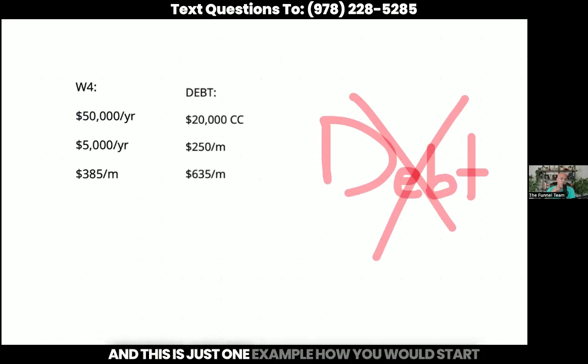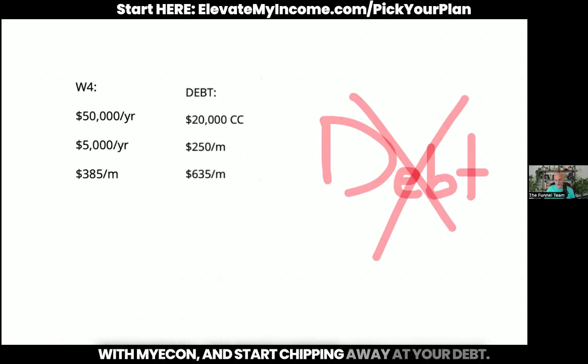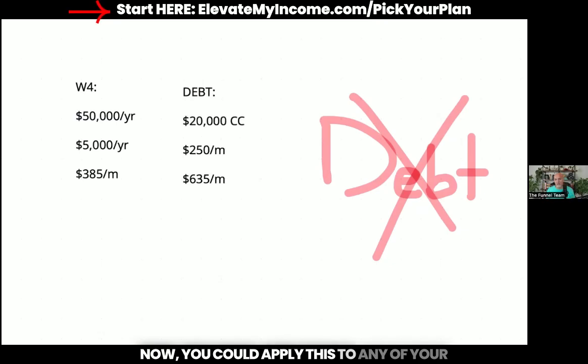And this is just one example of how you would start using the W-4 correction or the income shifting process with myEcon and start chipping away at your debt. So I hope this makes sense. Now you could apply this to any of your debt, any of your bills, and this is how you start chipping away at that. So guess what?